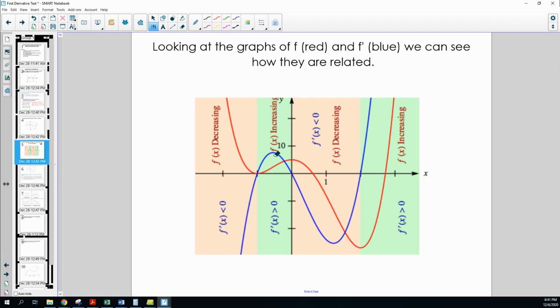It's negative. Okay, same thing in this green piece. We have the red is increasing, and the blue is above the x-axis. And then in this piece, the red is decreasing, the blue is below the x-axis. And then in this green piece, the red, the original, is increasing, and the blue is above the x-axis, so it's greater than 0.